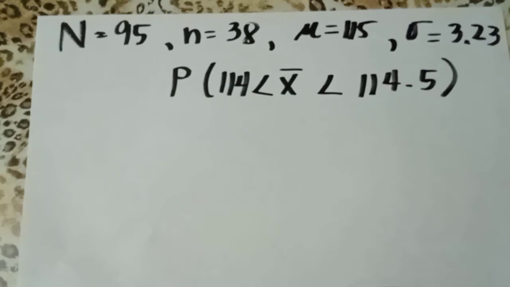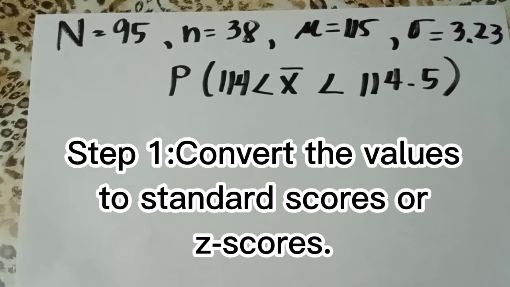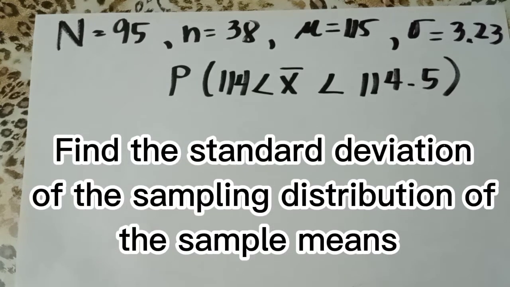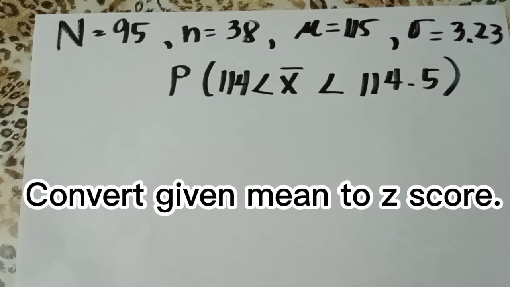So let us find for this situation. For the first step, we need to convert the values to standard scores or the z-score. First thing that you're going to do is to find the standard deviation of the sampling distribution of the sample mean, and then we need to convert our given mean into the z-score. So let's solve for this.